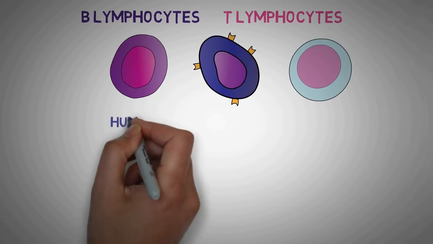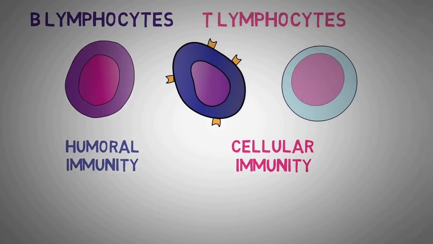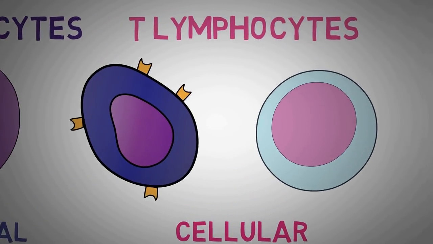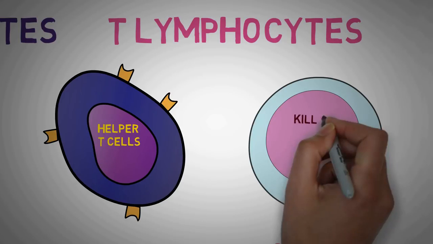The adaptive immune system is divided into two main types. The humoral immunity, which is due to the B lymphocytes, and the cellular immunity, which is due to the T lymphocytes. The T lymphocytes are again divided into two major types, the helper T cells and the cytotoxic or the killer T cells.